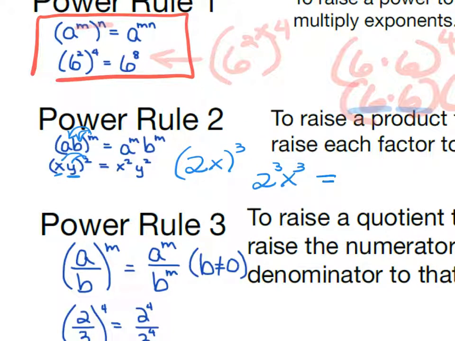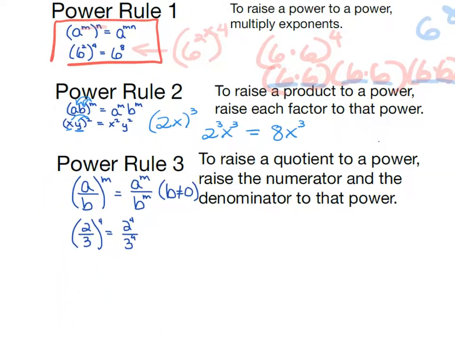I would figure out 2 times 2 times 2, which is 8, and then the x to the third would stay. And the last power rule is the quotient. So to raise a quotient to a power, you raise the numerator and the denominator to that power. So again, remember, the operation that's understood with a fraction is division.